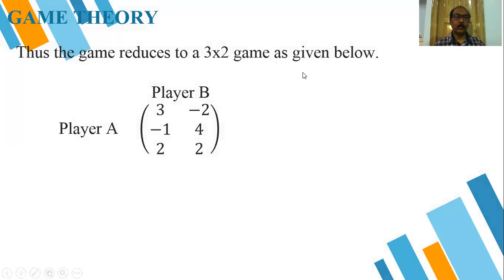Thus the game reduced to this. Now again we are comparing this row wise. This is 2, 2. This is 3, minus 2 and minus 1, 4. Straight away we cannot compare. This comparison we cannot do in the normal way.